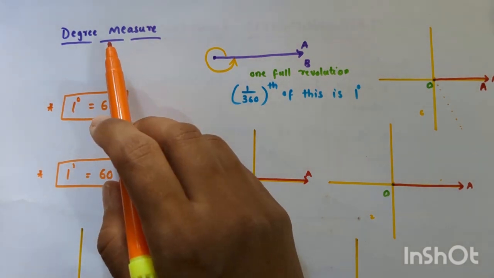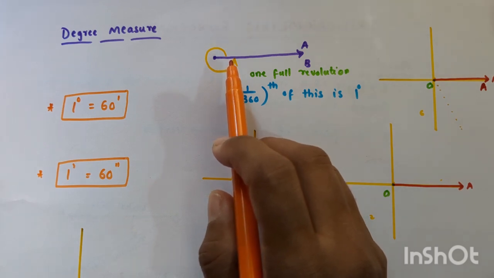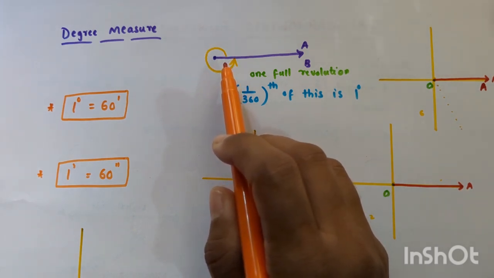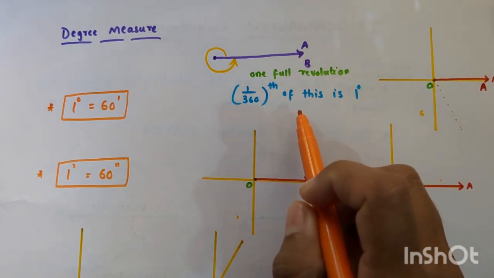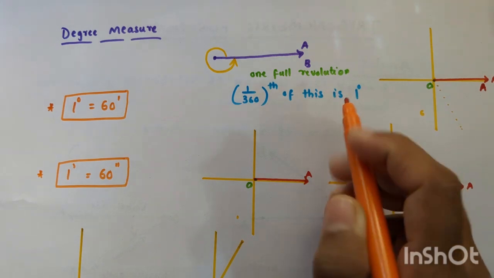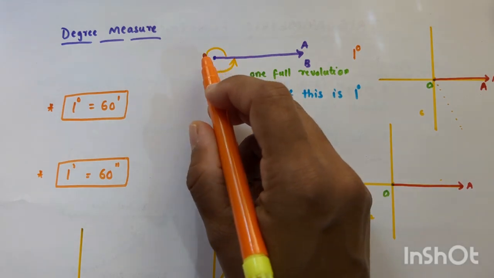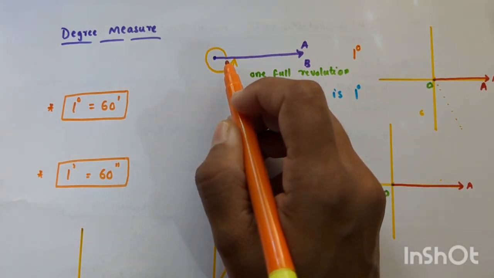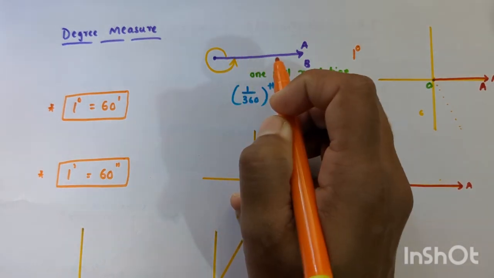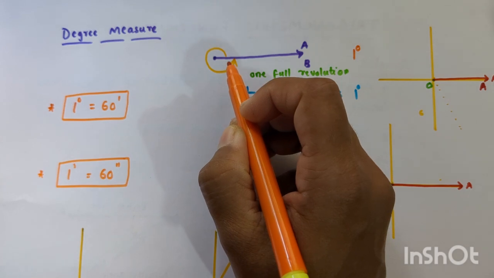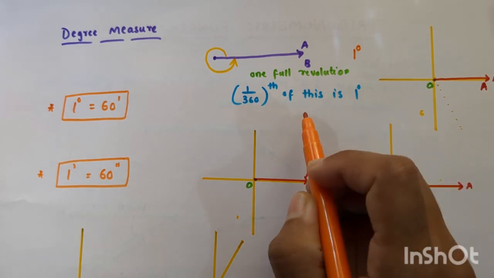It is a unit of measurement of an angle. If the rotation from the initial side to the terminal side is 1/360th of a revolution, the angle is said to have a measure of 1 degree, written like this, 1 degree. This represents one full revolution from the initial side to the terminal side, so that the initial side and terminal side are along the same line. Then 1/360th of this one full revolution is considered as 1 degree.